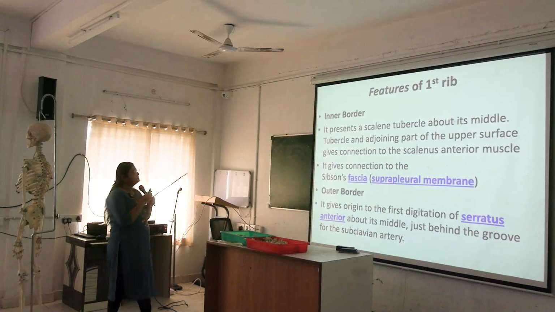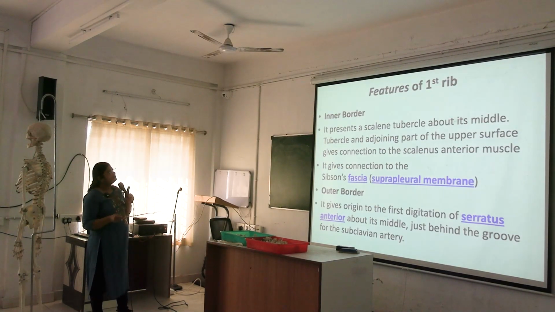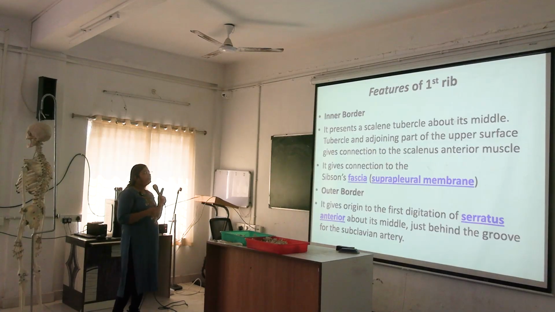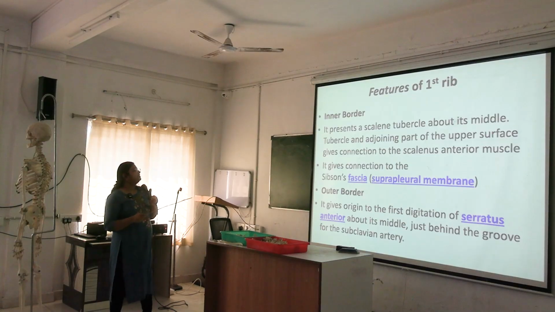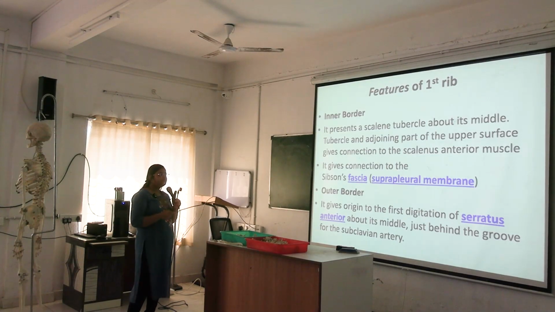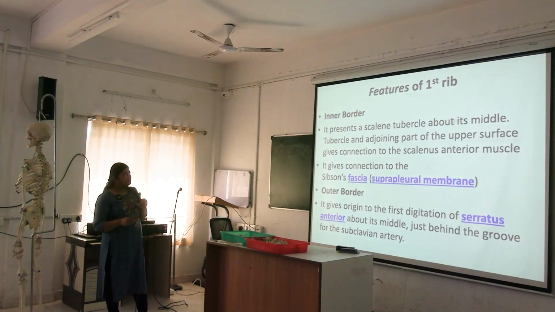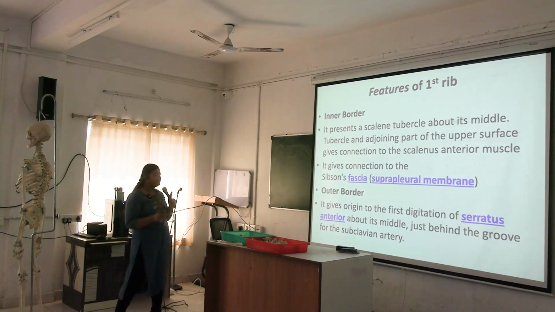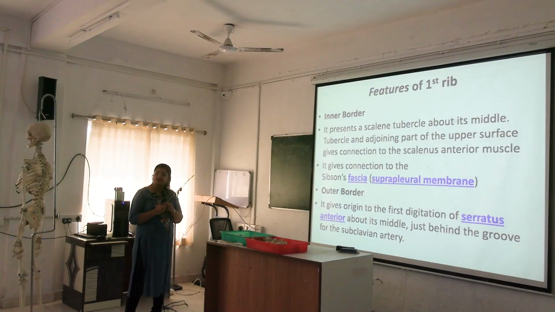Features of the first rib: the inner border presents a scalene tubercle about its middle, and the tubercle and adjoining part of the upper surface give attachment to the scalenus anterior muscle, and it gives attachment to Sibson's fascia or suprapleural membrane. The outer border gives origin to the first digitation of serratus anterior about its middle and just behind the groove for the subclavian artery.